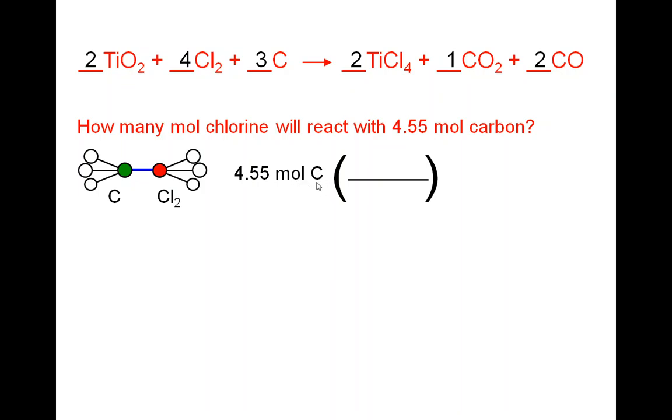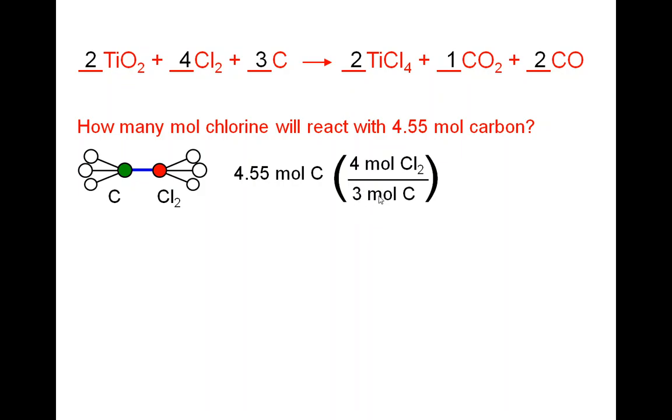Now I got moles of carbon. I don't want moles of carbon. Where do they go? Bam. They go on the bottom. I want moles of chlorine. They go on top. Now, when I do this, I just write moles of carbon and moles of chlorine and then figure out my numbers. Because where did those numbers come from?